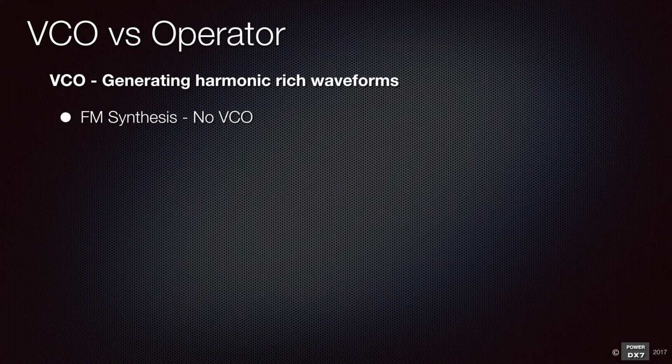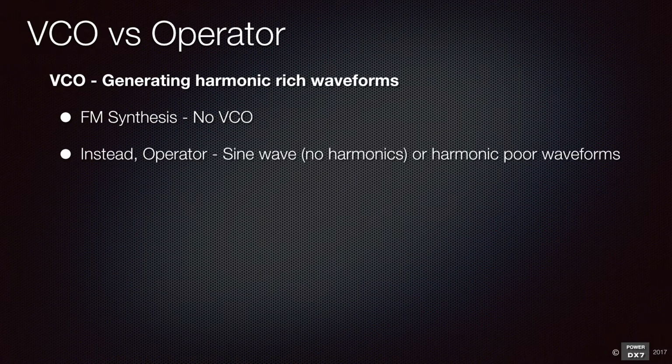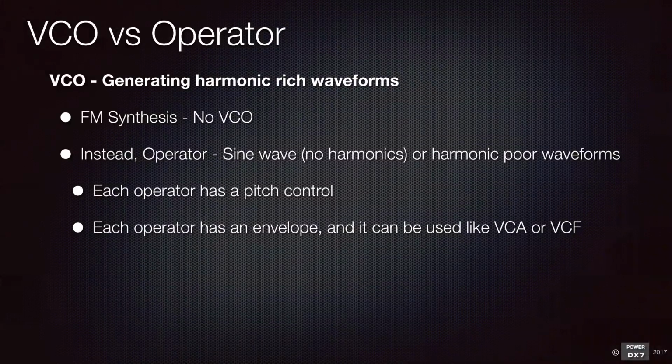For FM synthesis, instead of VCOs, we have operators, which are different to VCOs. Key differences are they only generate either sine wave or harmonic poor waveforms. They have an individual envelope to control either volume, like VCA, or harmonic content, like VCF, depending on how they are used.